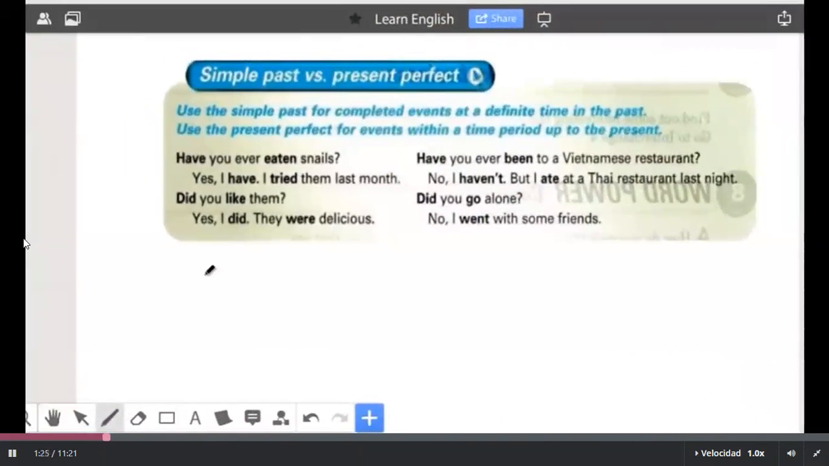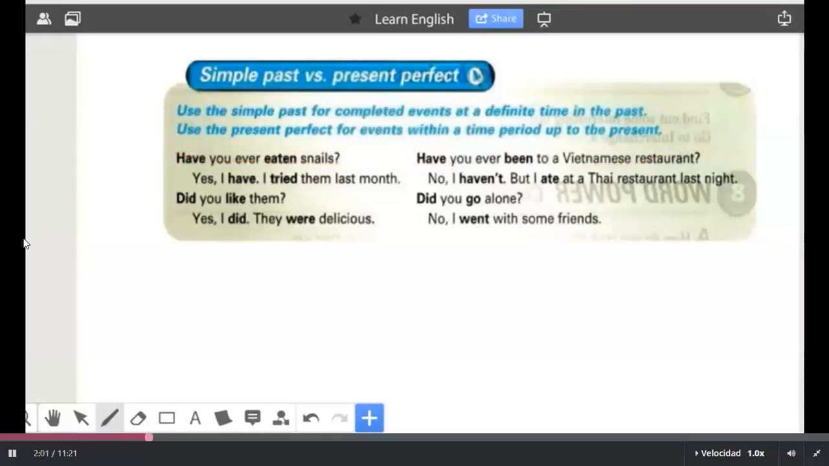Let me present the structure now. I would like to start by presenting this concept to you. The first thing is that we use the simple past for completed events at a definite time in the past. In other words, things that you did and have completed. And we use the present perfect for events within a time period up to the present time. In other words, events that you started in the past and have continued to the present and are not complete yet. Now, what we're going to learn in today's lesson is how the two are related.